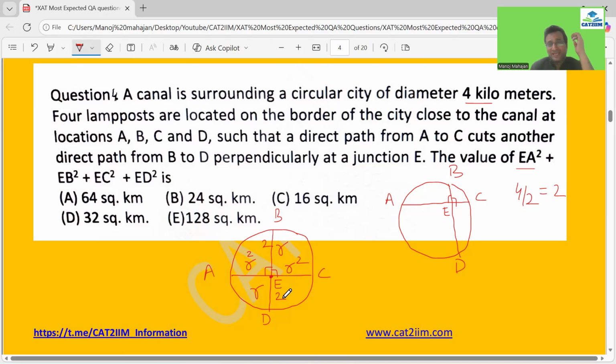So now look, with ease, we can do it. EA square, so that would be 2 square plus 2 square plus 2 square plus 2 square. So 4, if I add 4 times, I'll be getting what? 16. So that is the correct answer out here.